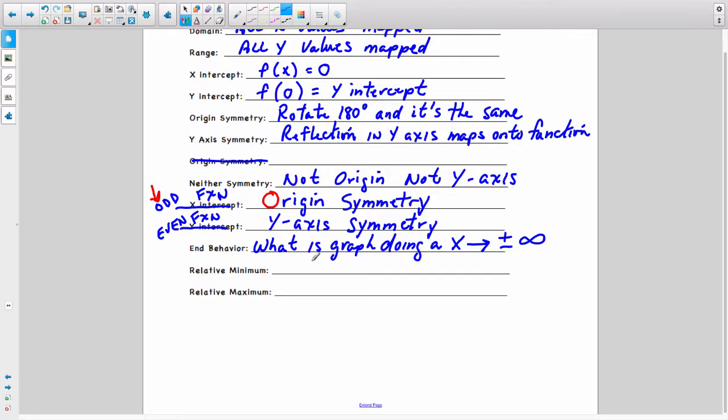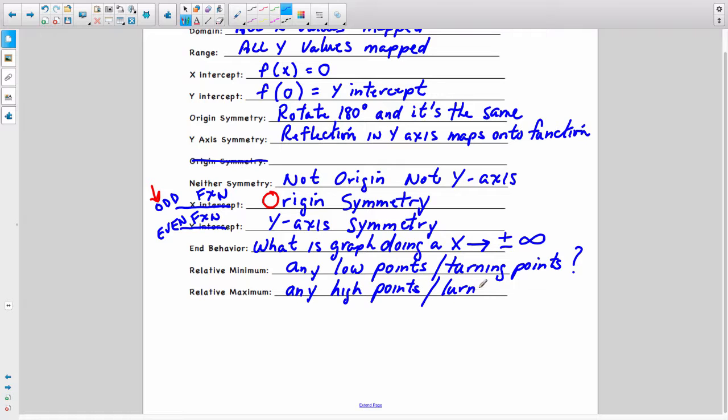Relative minimum. Let's just write any low points with a question mark. Or how about slash turning points? And the relative maximum, same thing. Are there any high points? Or turning points?